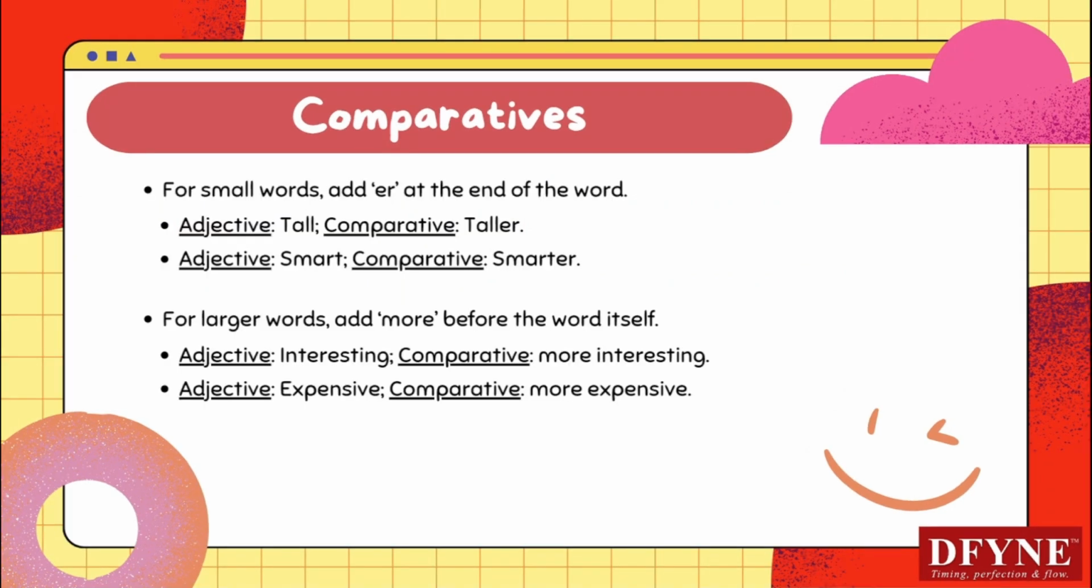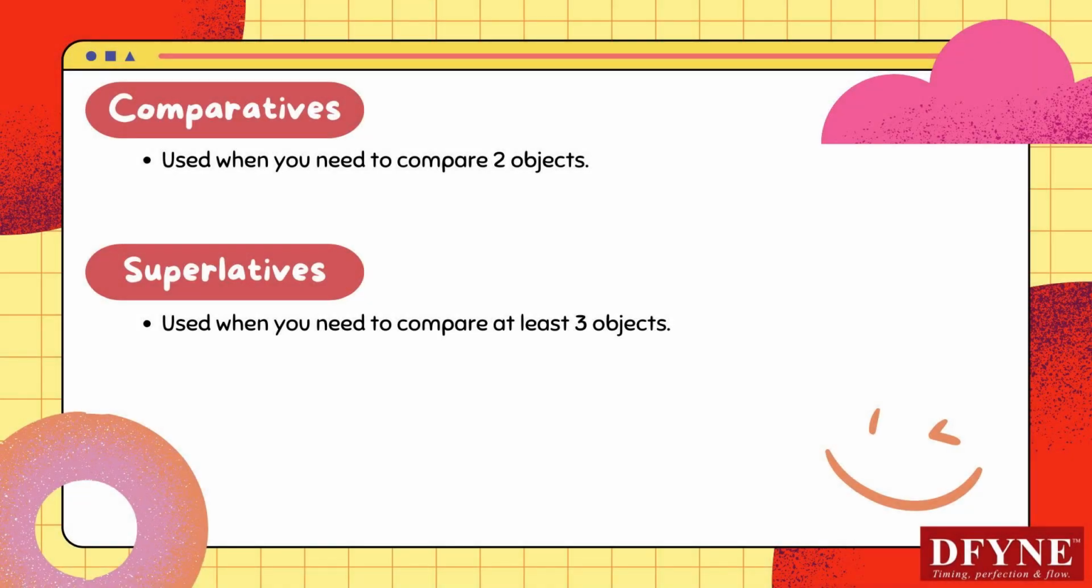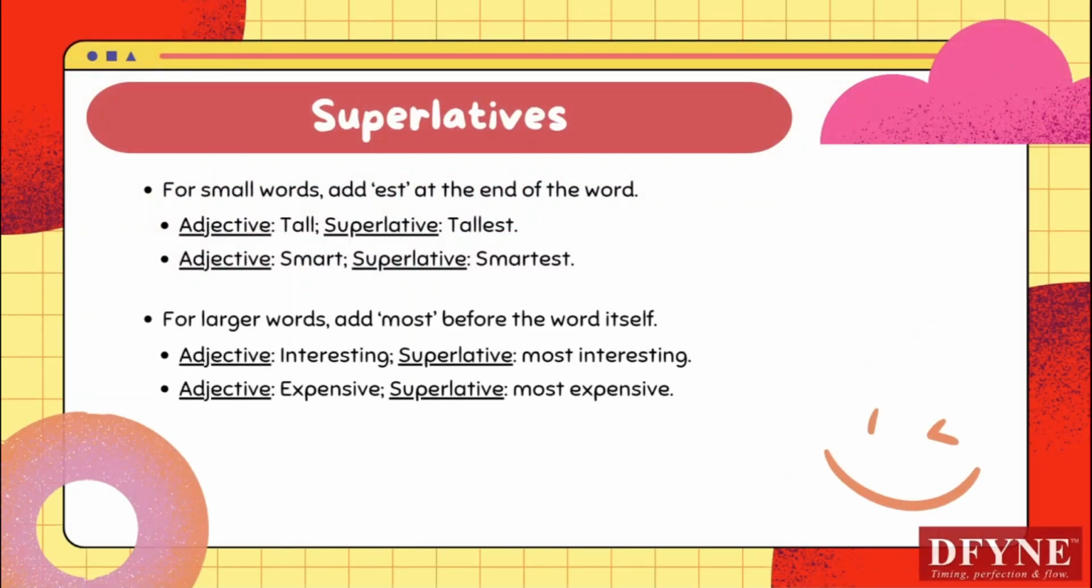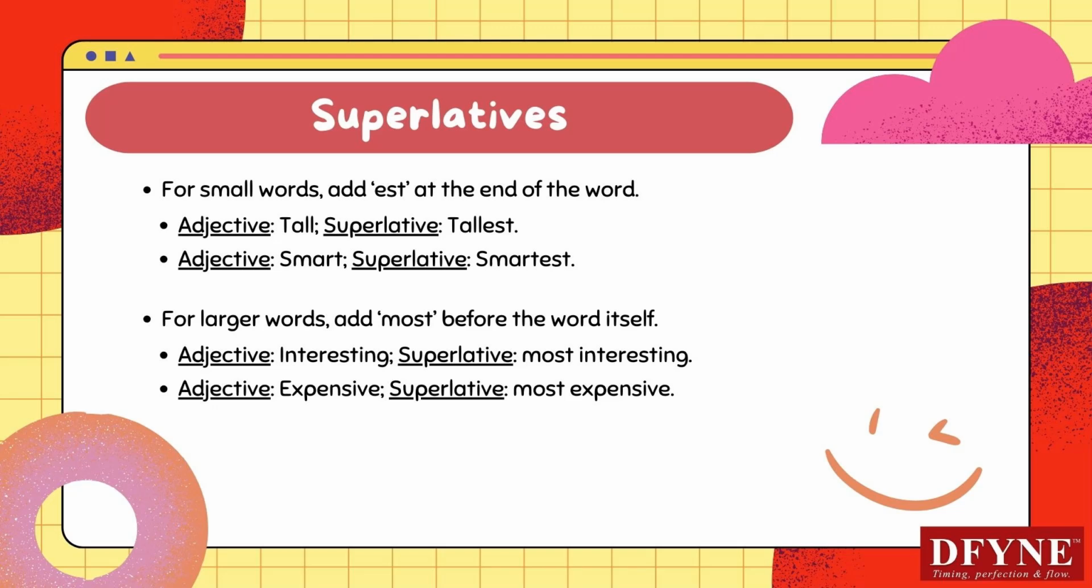The superlative form of an adjective is used to compare three or more people, places, things, or actions. The importance is given to three or more objects. It indicates the highest degree or quality. For small adjectives, you typically add E, S, and T, like tallest or smartest. For longer adjectives, you use most before the adjective, as in most interesting or most expensive.